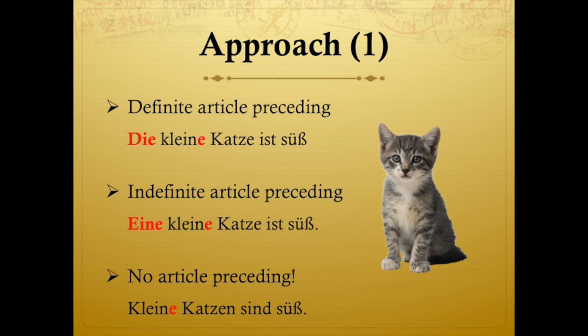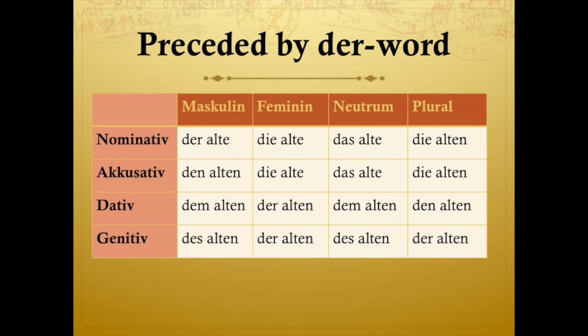Also, in those examples, we use the nominative case. So basically the first row of the charts that you're studying was applied. But here I broke it up into the der word chart, the ein word chart, and the no article chart. So let's have a look at these a little more in detail.